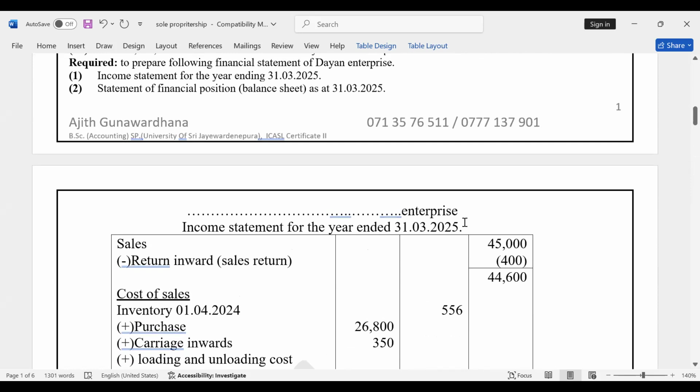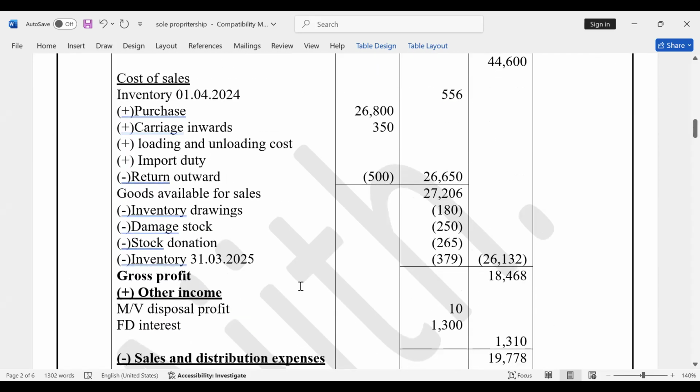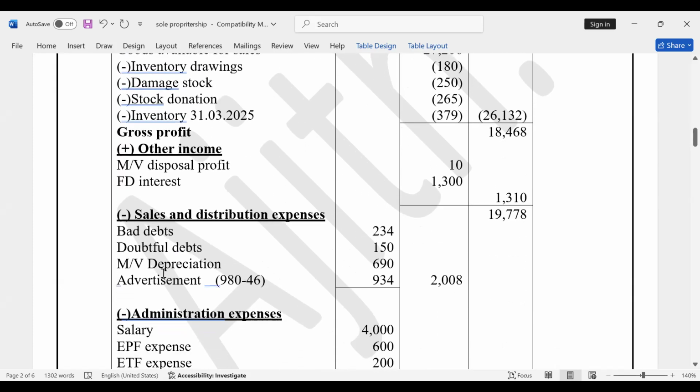Name should be written from the beginning. Entity concepts for the year end 31st March 25. Periodicity concepts and rupees values in million based on money measurement concepts. And think under cost of sales calculation, damage stock, donation, drawings, closing stock, cost value should be deducted based on matching concepts. Think depreciation expense, not paid in cash, but should be considered as expense based on matching concepts. Income should be matched with its corresponding expenses, matching concepts.